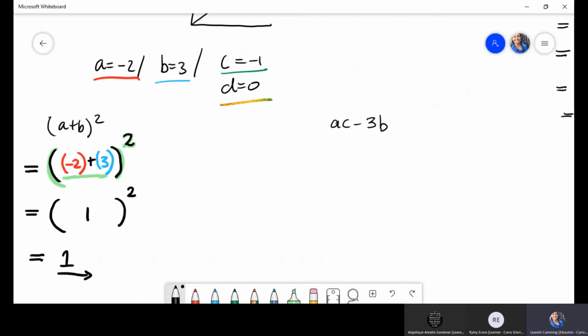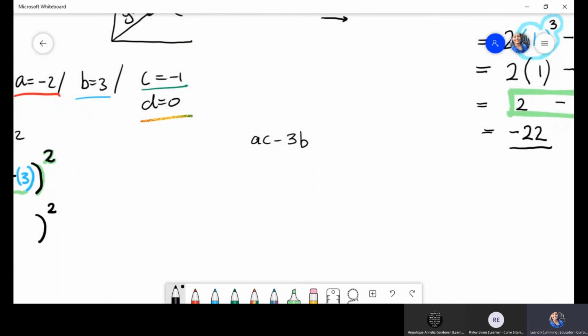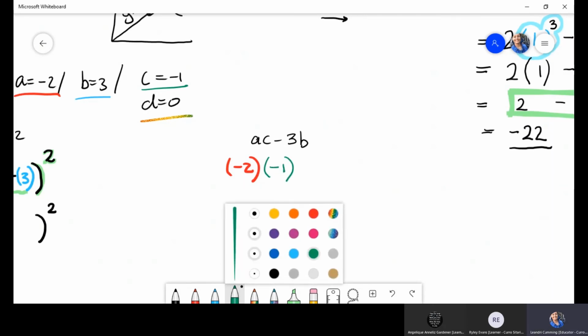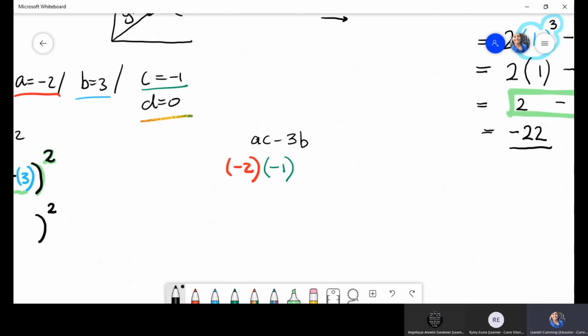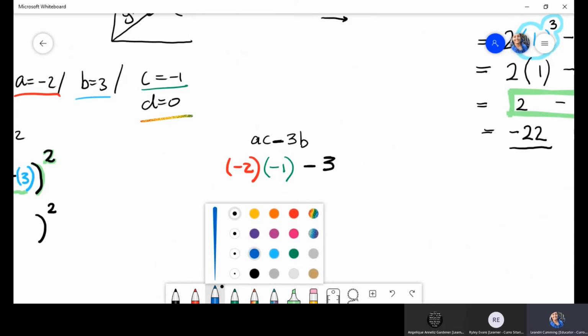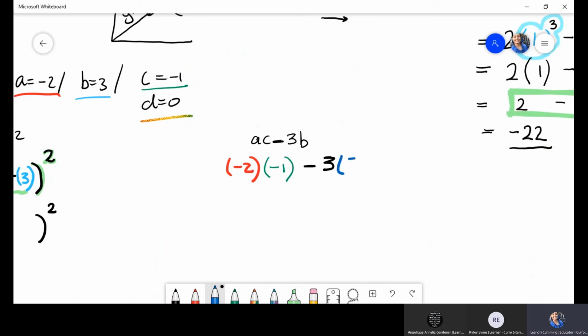There we go. Now let's look at AC minus 3B. A is given as a negative 2. Substitute by using your bracket. It keeps your work neat, and it prevents you from making mistakes with all these positive and negative signs. This is the original minus that was right here. This is the original 3 that was given in my expression. B is replaced by 3.